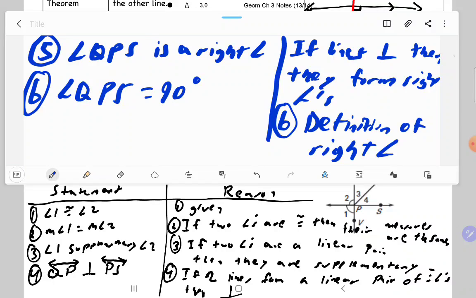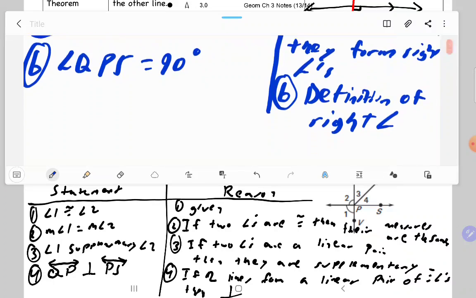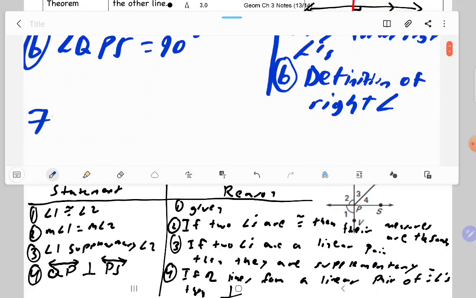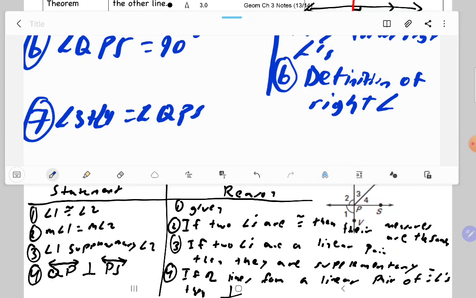Number 7 now. Angle 3 plus angle 4 is equal to angle QPS. And that's the angle addition postulate. Angle addition postulate. That just says we can add 2 small angles and make a big angle.